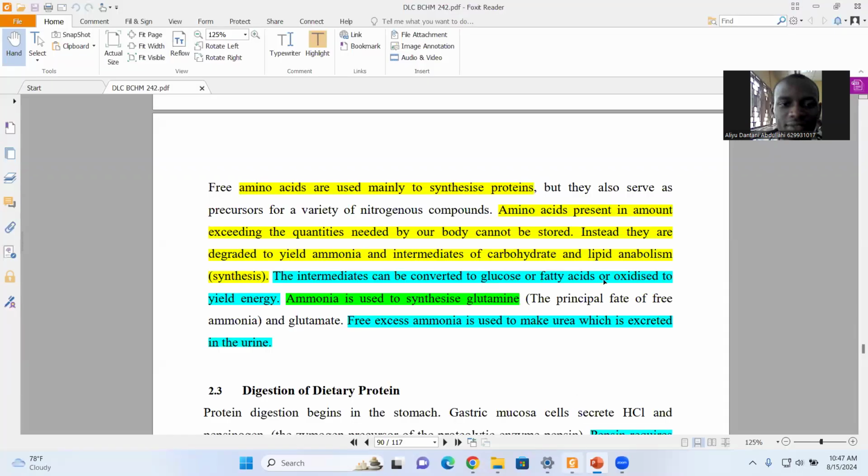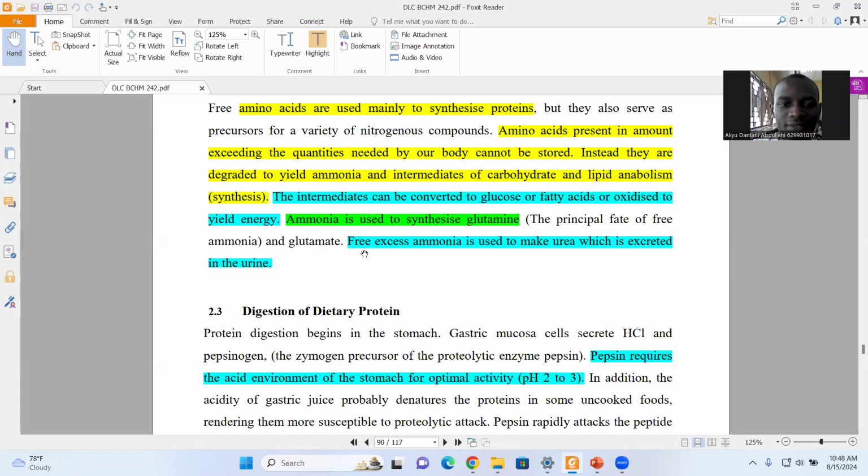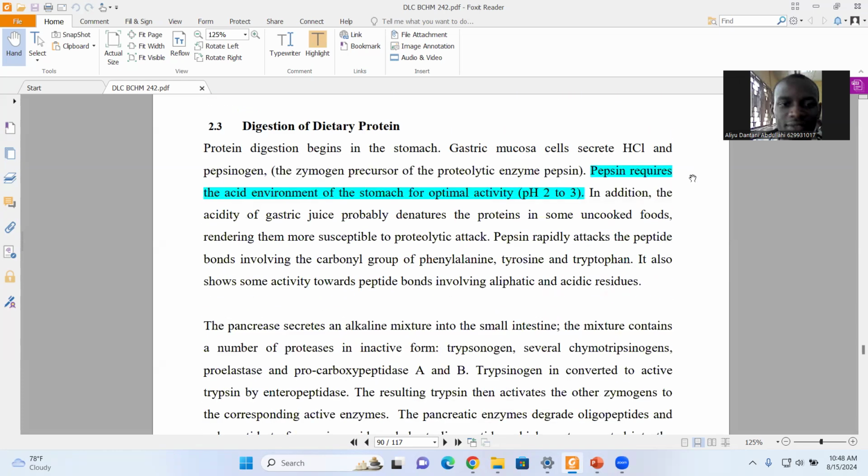Okay. So basically, this is what we are saying. The intermediates can be converted to glucose, which I've explained already, or fatty acids, or oxidized to yield energy. Of course, ammonia is used to synthesize glutamine, the principal feed of free ammonia and glutamate. Free excess ammonia is used to make urea, which is excreted in the urine. I think this is quite self-explanatory.